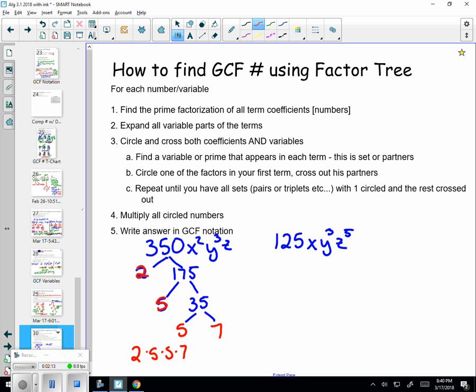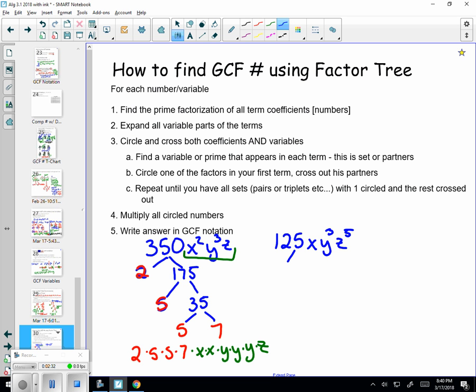I'm going to do the same thing now with my variables. The variable piece I have to expand: x times x times y times y times y times z. I have my entire problem expanded out. Let's do the next one.